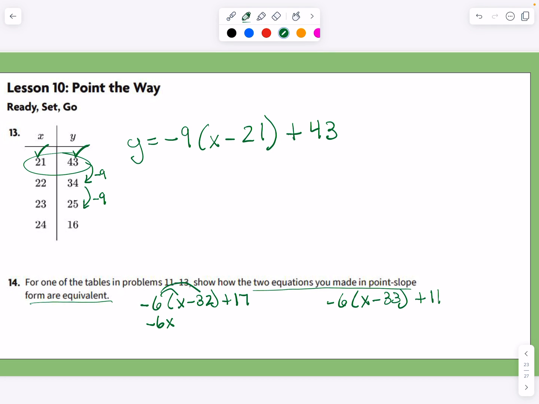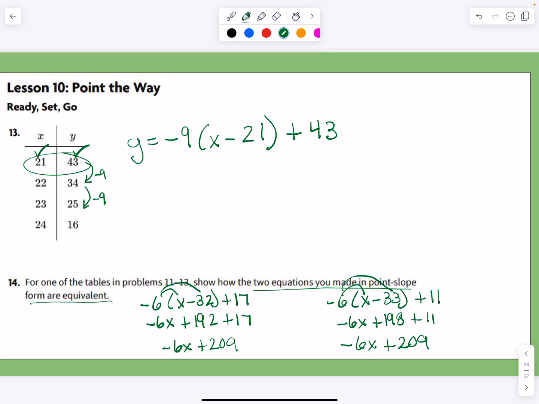here, because -6x plus 192 plus 17. Combine my like terms, and I have -6x plus 209. And if I do the same thing over here, I end up with -6x, and I have a plus 198 plus 11. When I combine the like terms, I still end up with -6x plus 209. So if I take the point slope form here and here, and I rewrite that into slope-intercept form, then we see that they're equivalent. So they match and they match.